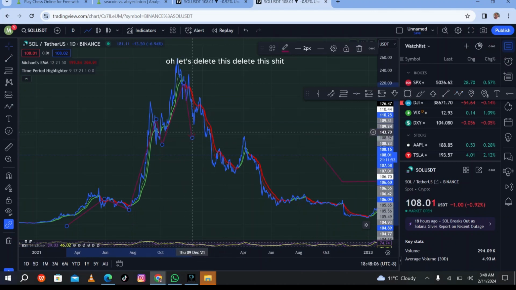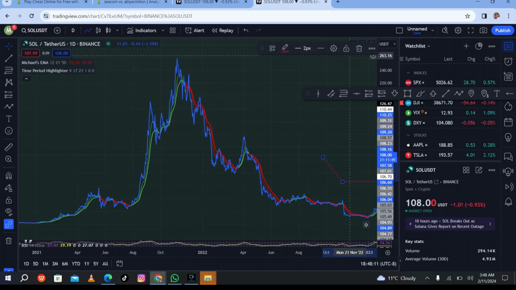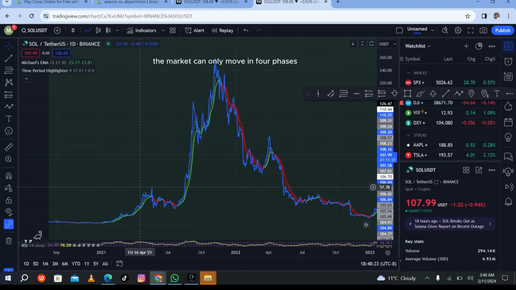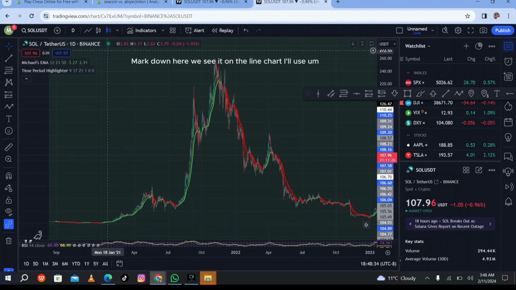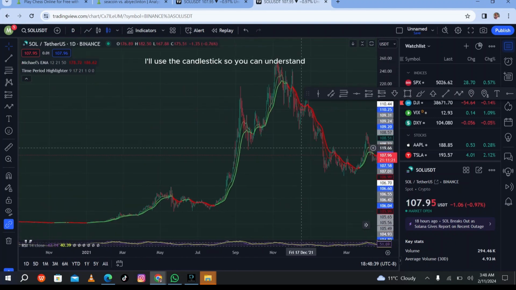Like I told you, let's delete this. What is the path? I explained what path was. Now we are going to talk about the market phases. The market can only move in four phases, which I explained: accumulation, markup, distribution, markdown. Here we see it on a line chart. I'll use the candlestick so you can understand.